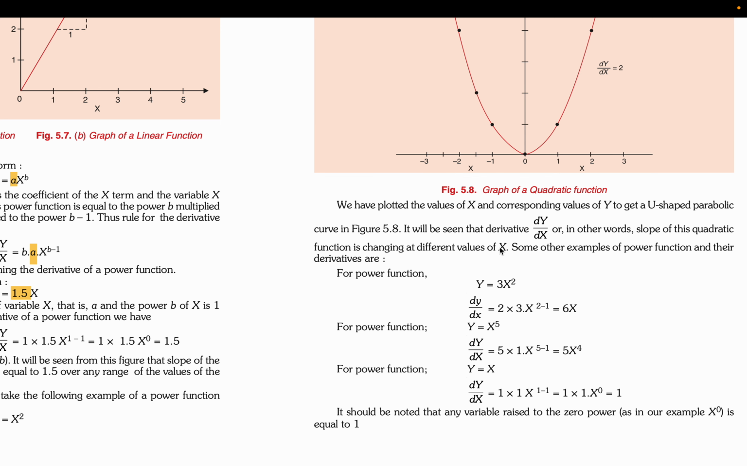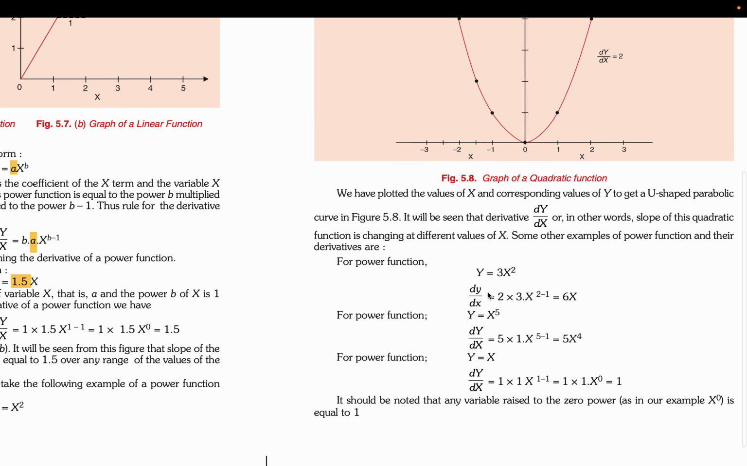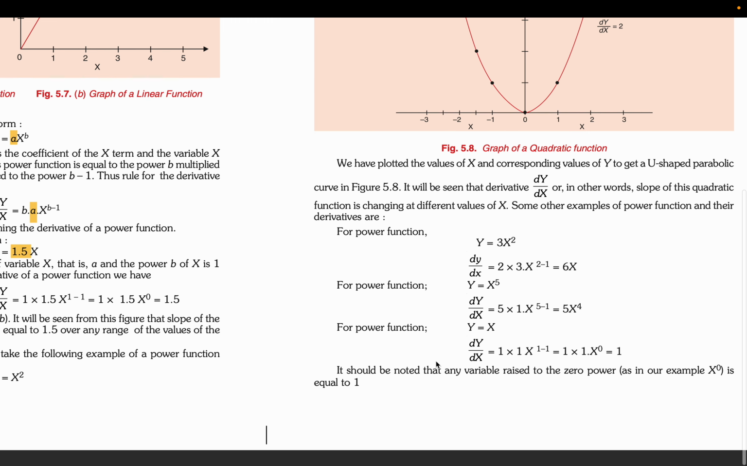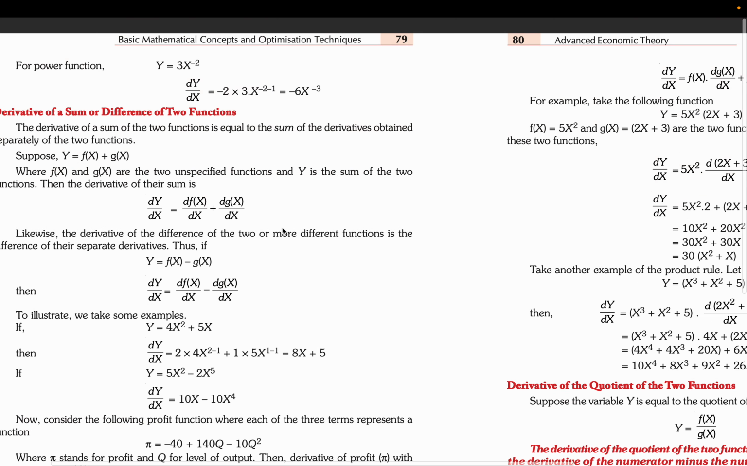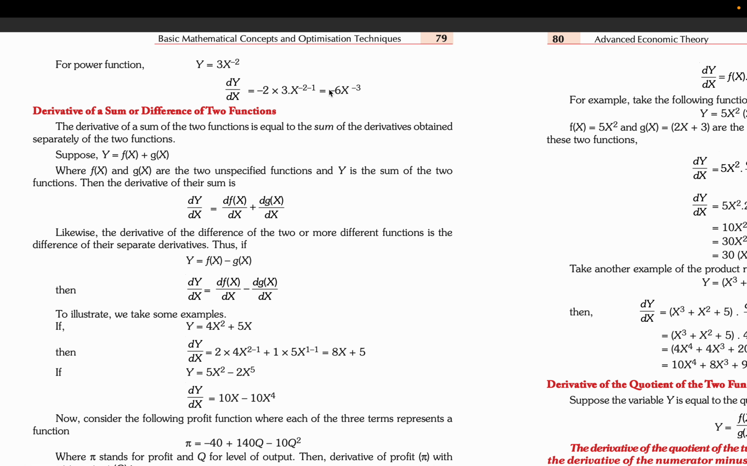Some other examples of power functions and their derivatives are: for the power function y equal to 3x squared, you bring this 2 down and multiply it with the coefficient 3, and then you decrease the power by 1. You can follow these examples if you need. Let's follow through. Just stating the fact here, this is going to be a negatively sloped curve, because this is the slope of that particular curve, and when it's negative, it's going to be a negative slope.